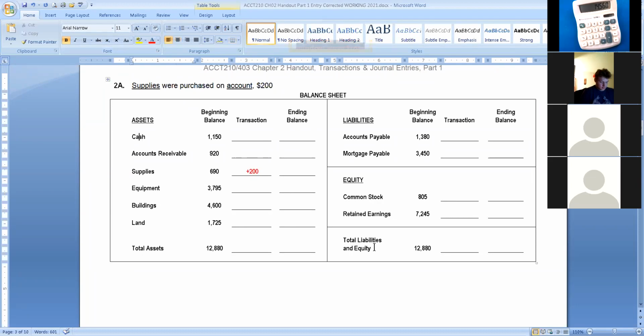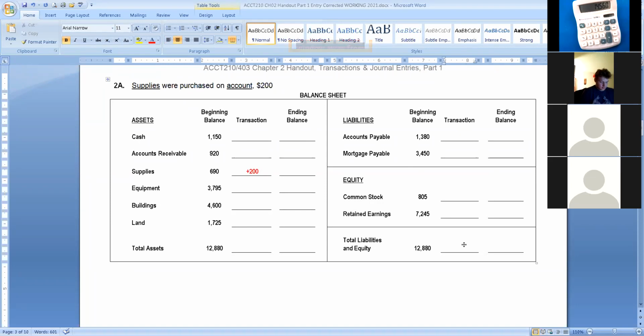What other account do we need? Payable. Good. Yeah, the accounts payable. And here's the tricky part. The accounts payable, are they going up or down? Up. Good. Yeah, we owe more now. We owe $200 more.